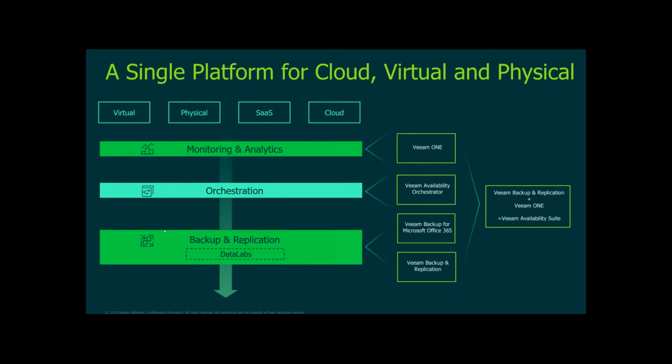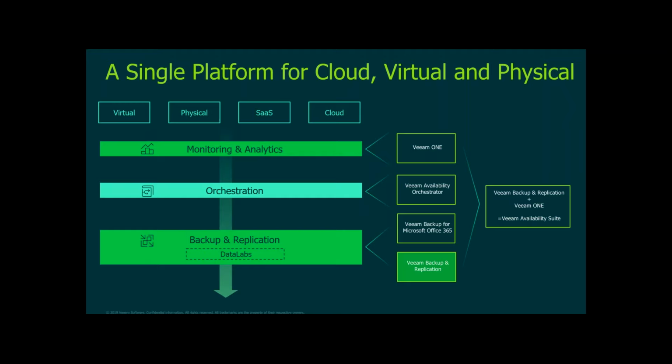And to productize this stack, if you will, or this platform, for monitoring and analytics, we have Veeam One. For orchestration, we have Veeam Availability Orchestrator. For backup and replication, backup and recovery, we have Veeam Backup and Replication, which is the flagship product, as well as Veeam Backup for Microsoft Office 365. Travis will talk about that a little in the demo.